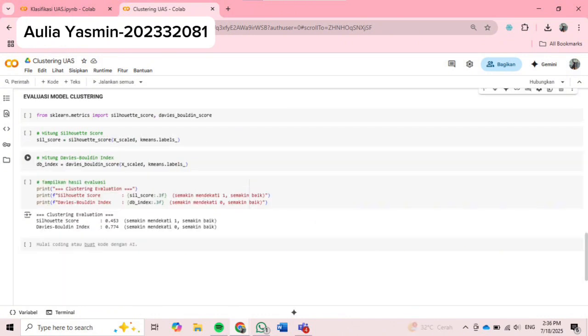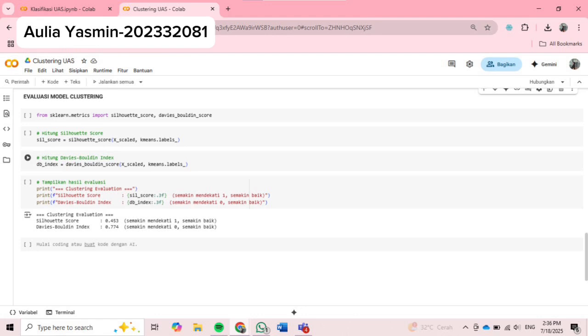Since clustering is unsupervised, we don't have real labels to compare with. So to measure the quality of the clusters, I use two evaluation metrics. The first one is the silhouette score. This score measures how well each product fits into its own cluster compared to other clusters. It ranges from -1 to 1, and the closer the value is to 1, the better. My model got a score of 0.453, which means the cluster result is moderately good. Some clusters are quite clear, but a few products may sit close to the border.